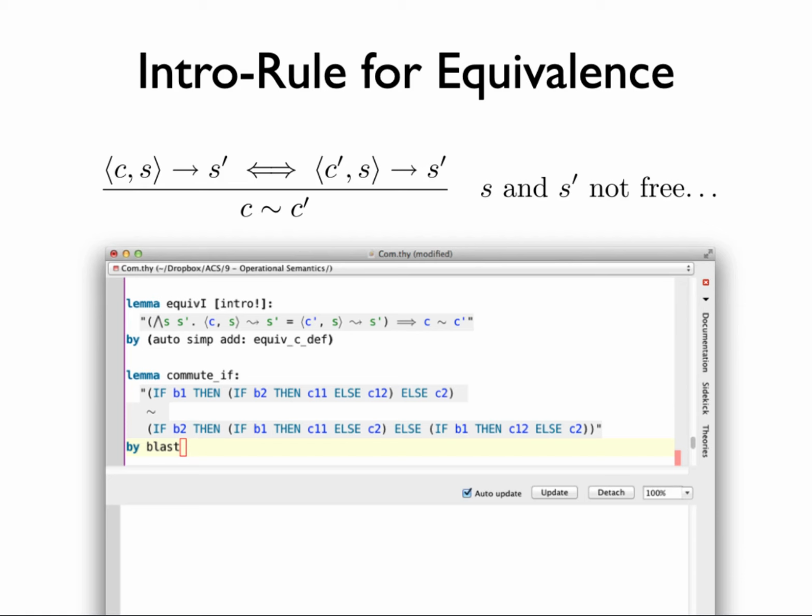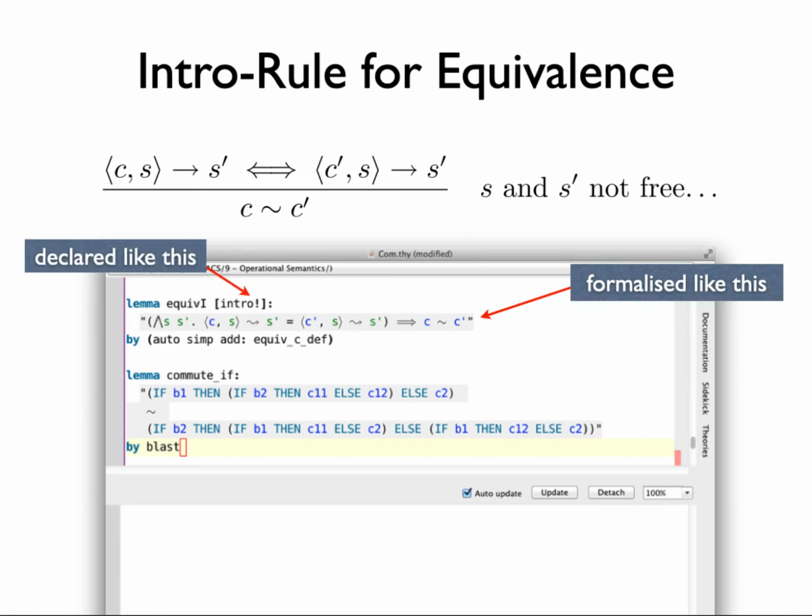And actually, I did a thing which I probably should not have done. I'm mostly demonstrating that it could do it. It's this. So that intro bang means that whenever you call automation and it sees C equivalent to C prime as a thing you're trying to prove, it will definitely backchain with that rule and replace it by the thing above the line, that is to say, the if and only if between the two things. So it's useful to know what intro bang does.